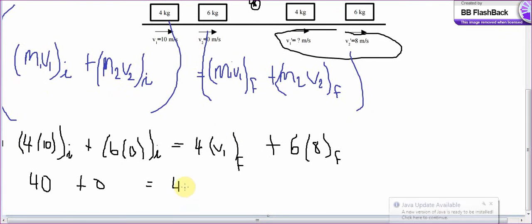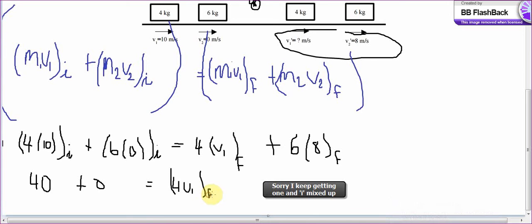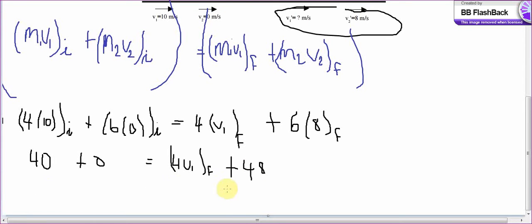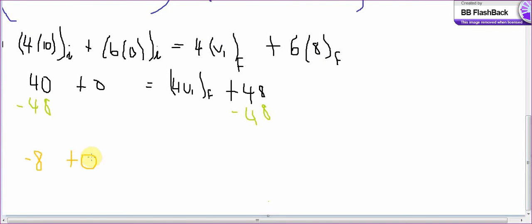The 4 V1 final plus 6 times 8. Subtract 48, that equals negative 8 plus 0 equals 4 v1. I guess you can stop putting the f because you might get confused with the 1 and you might get that confused. That's a 1, not an I.